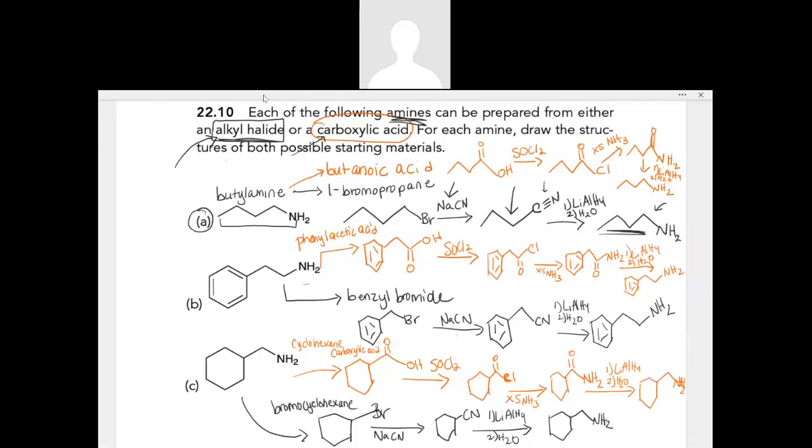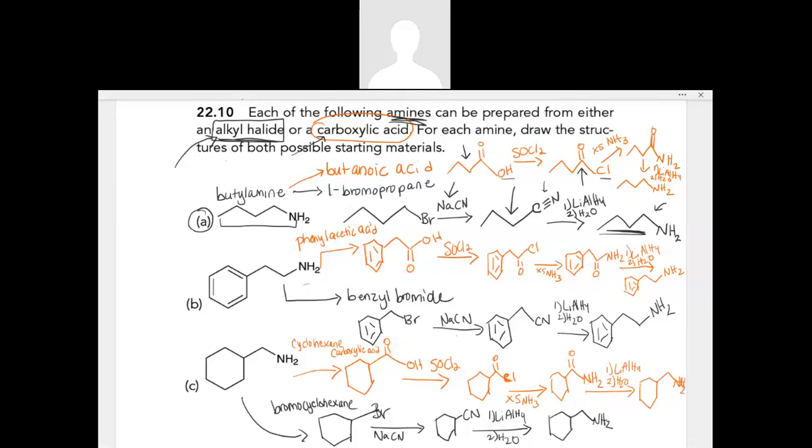Now, if we want to follow the orange pathway, we could begin with the carboxylic acid, butanoic acid. So that's shown right here in orange. Then again, following the orange path, we'll add thionyl chloride, SOCl2. That gives us this acid chloride here. See, we still have the same number of carbons. We've just swapped out that hydroxyl group for that chlorine.